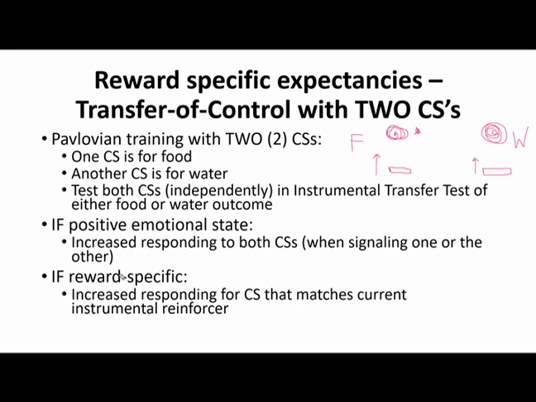However, if it's a reward-specific expectancy, if the rat has this association that's related to this light and food and this lever and food, then when this light is on, we would expect an increase in the lever pressing for that lever only and not see an increase in the lever pressing on the water lever. And that is exactly what we end up seeing, which lines up with that reward-specific idea and not just a positive emotional state.